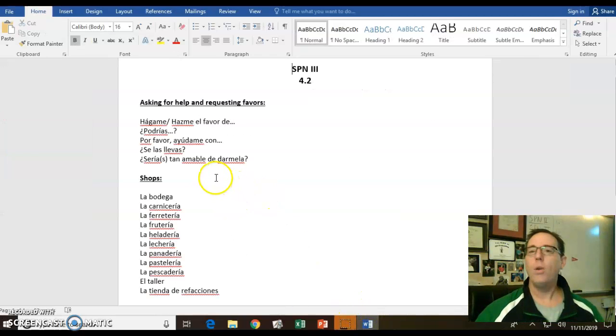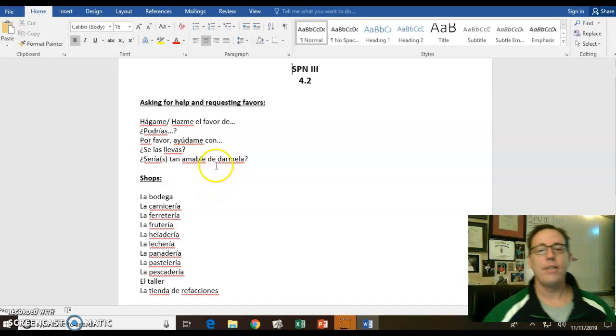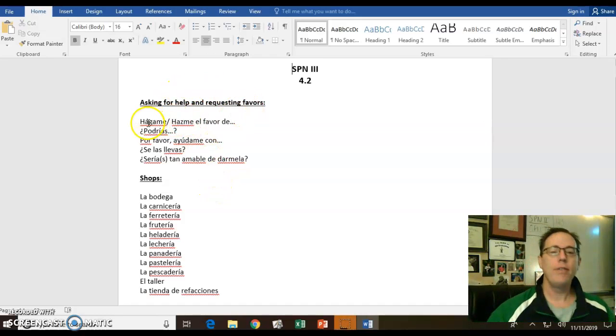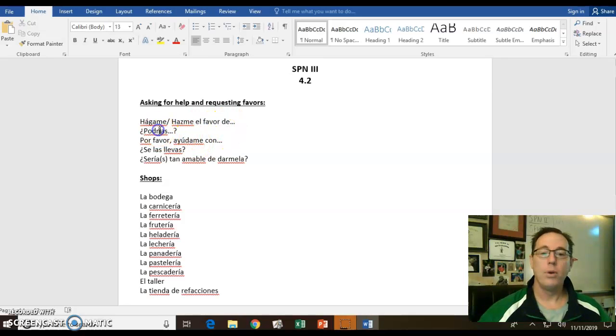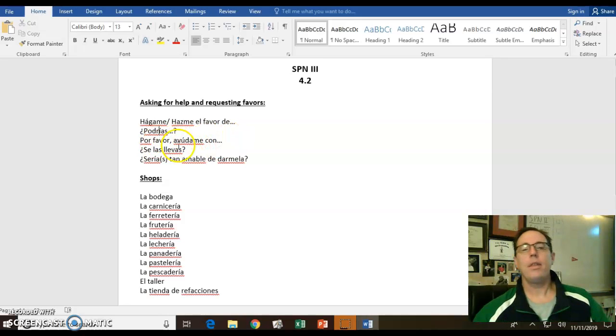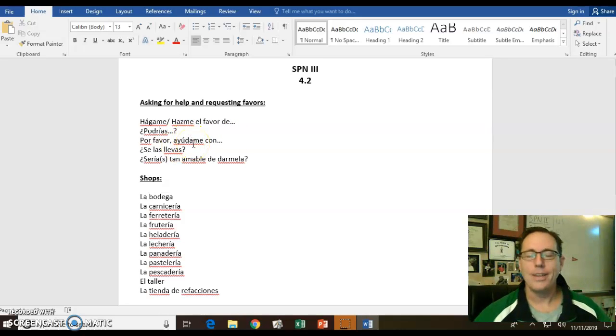Let's go ahead and take a look at this week's vocabulary. Won't take us too long. We're only going to be doing pronunciation for this day. So asking for help and requesting favors, we have hágame or hazme el favor de, it's like do me the favor of. Podrías, are you able to or can you? Por favor, ayúdame con, please help me with. Oh, that's right, I said we were just doing the pronunciations.